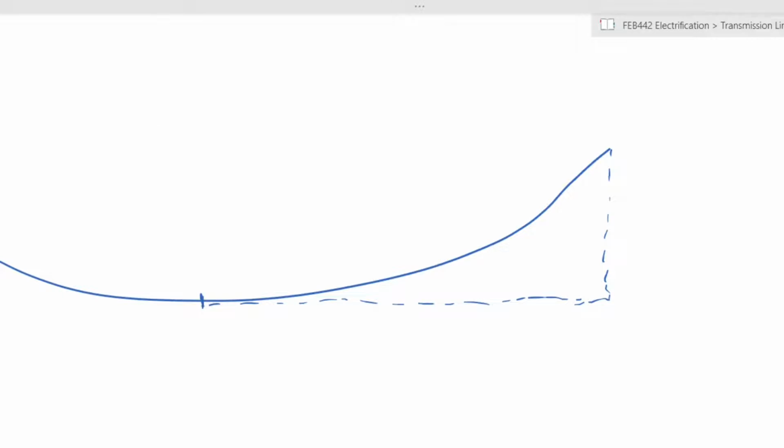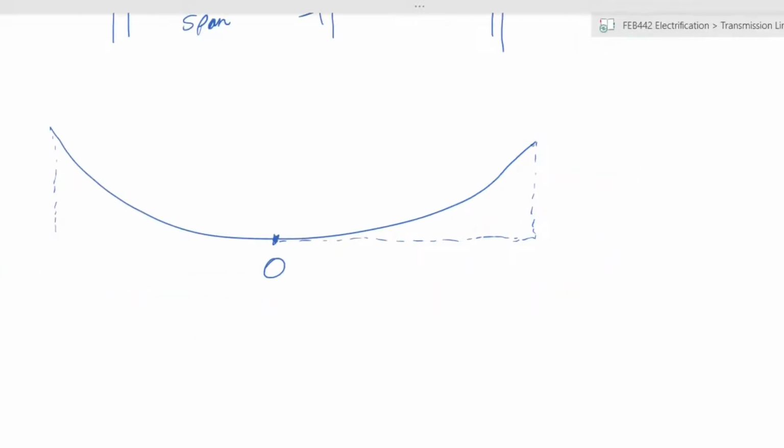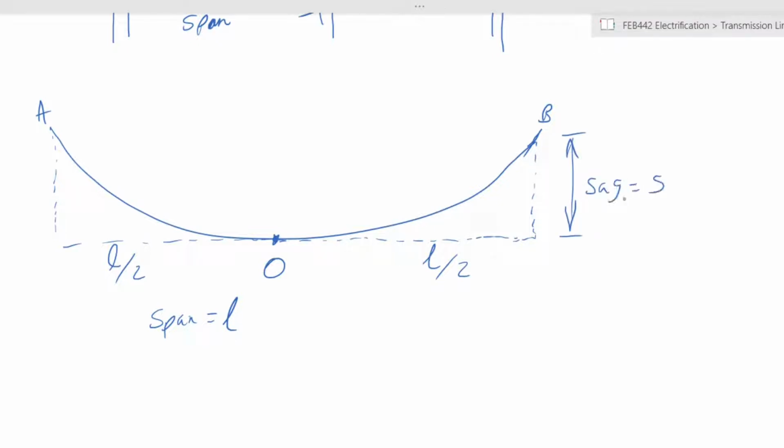So let's look at this particular cable. If you have, this is your lowest point, point O, and this is your connecting points. Let's call this point B, that is point A. Your span will be the distance from A to B, right? And your span, let's call it L, so that this distance to the center is L/2. This is also L/2. Your sag here is denoted by S.